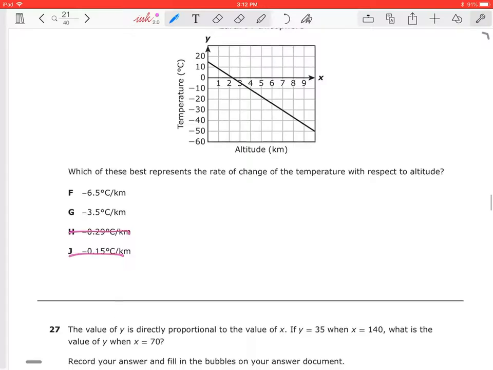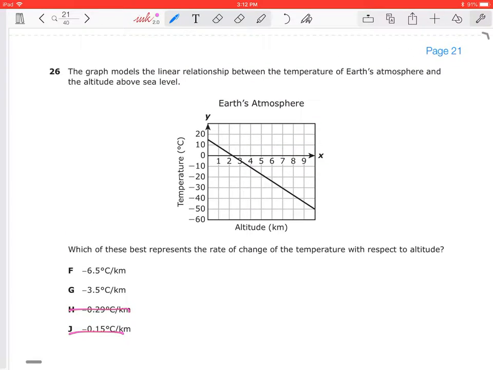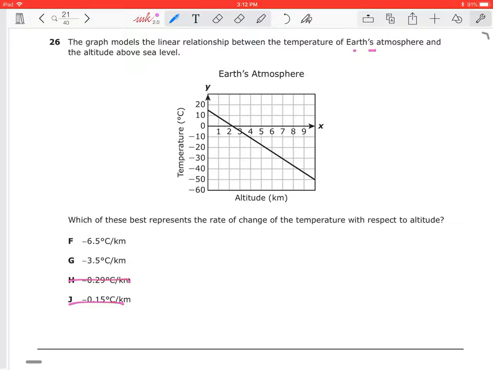Okay? Number 26. Number 26 is a little tricky. It says the graph models the linear relationship between the temperature of the Earth's atmosphere and the altitude at sea level. And we have temperatures are Y, altitudes are X, and which of these best represents the rate of change with respect to altitude? Sorry, I didn't mean to erase those. Okay?